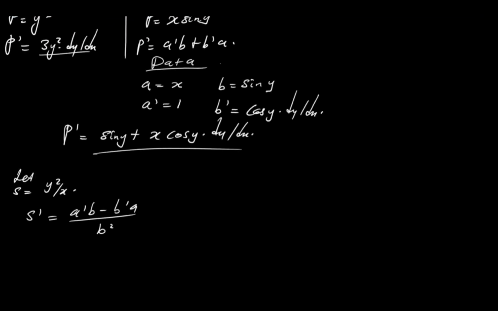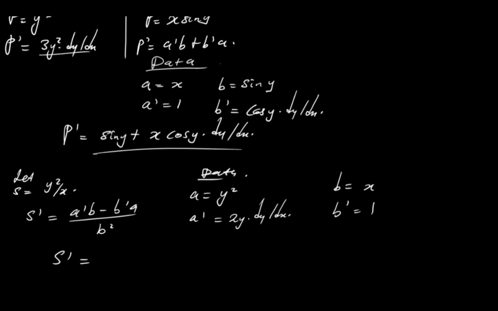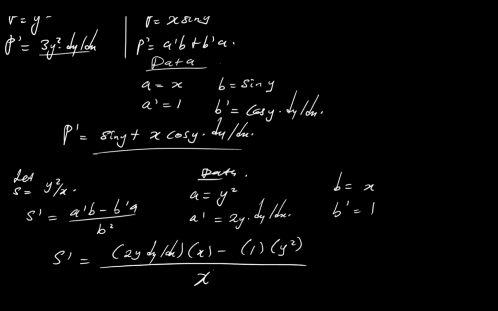Let's do a data up for a. So a is going to be equal to y squared. So a prime is simply equal to 2y dy over dx. Then do up for b. b is simply x, so b prime is equal to 1. If you plug this back here in s, you have s prime being equal to 2y dy over dx times x minus 1 times y squared. The whole lot of this is over x squared.